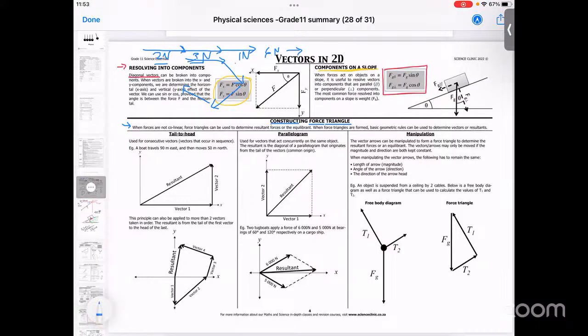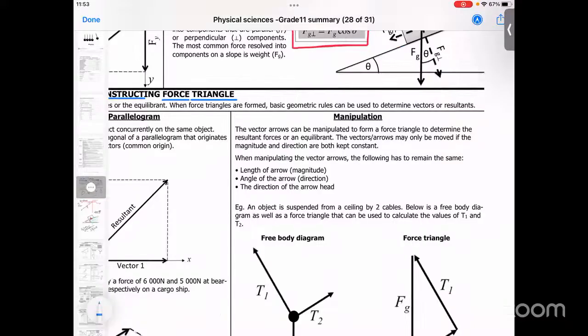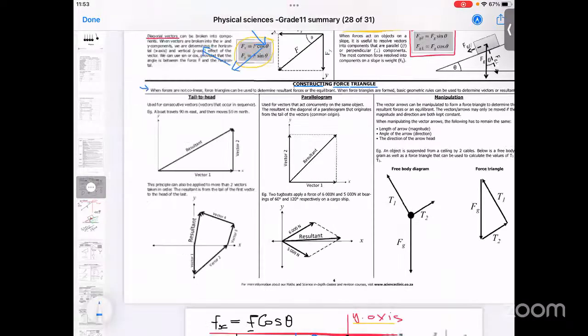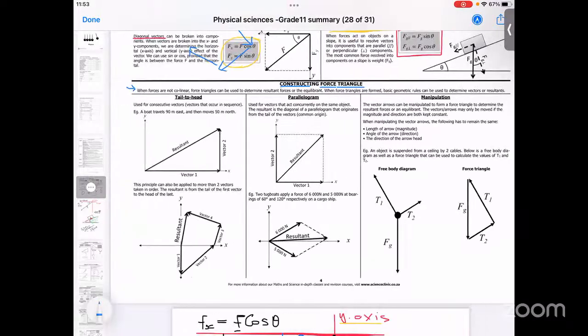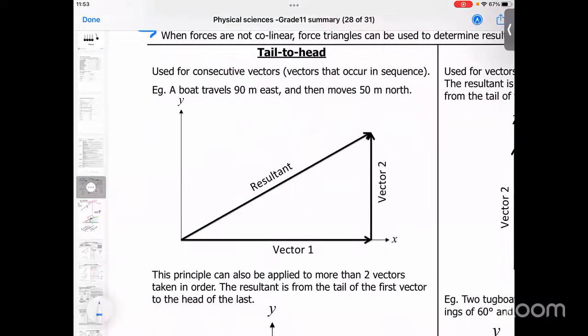Okay, let me just continue that statement where they say, when force triangles are formed, basic geometric rules can be used to determine the vectors or the resultant. Okay, I think we will understand it better as we do some examples. Here they're talking about tail to head, used for consecutive vectors, vectors that occur in sequence.